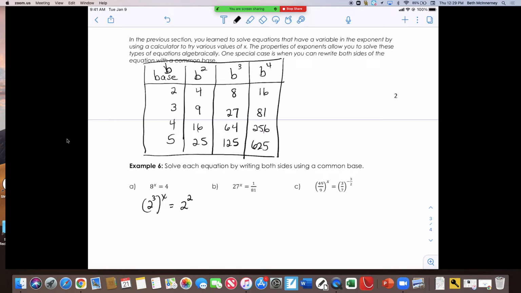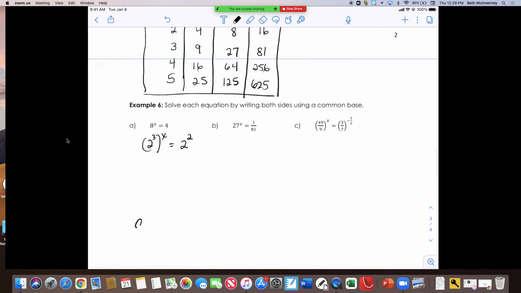All right, well now we're going to use the power of a power property. Remember this one. If I have 2 cubed to the x power, that's 2 to the 3x. I'm using this exponent property.